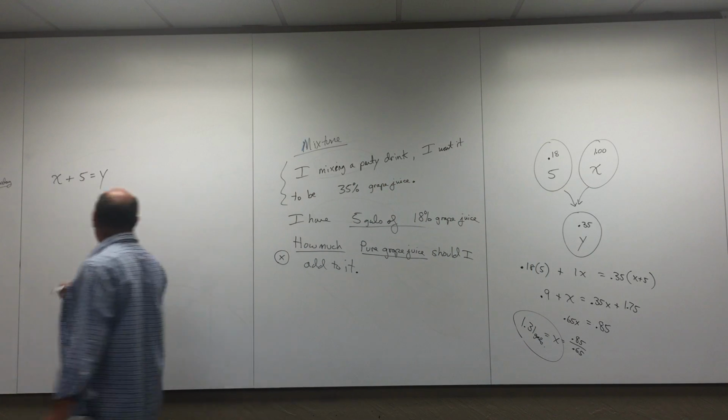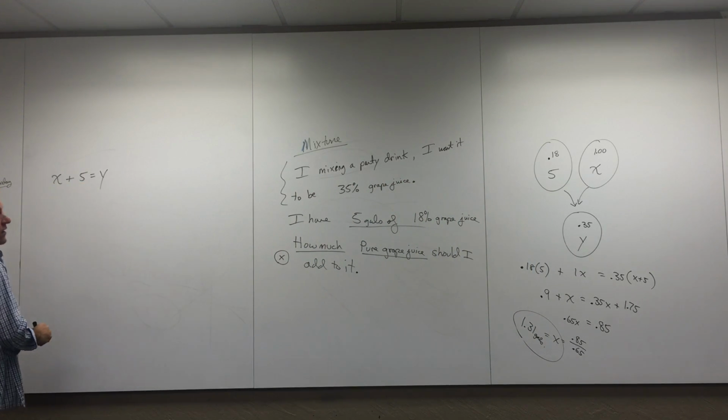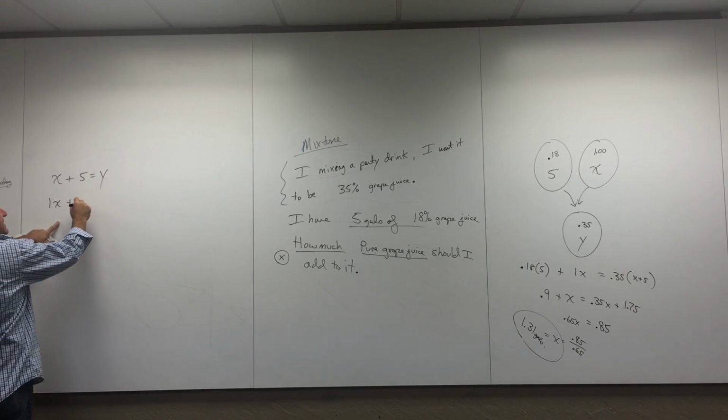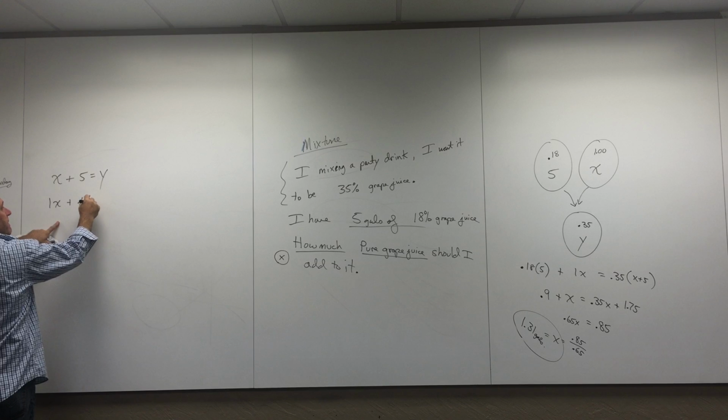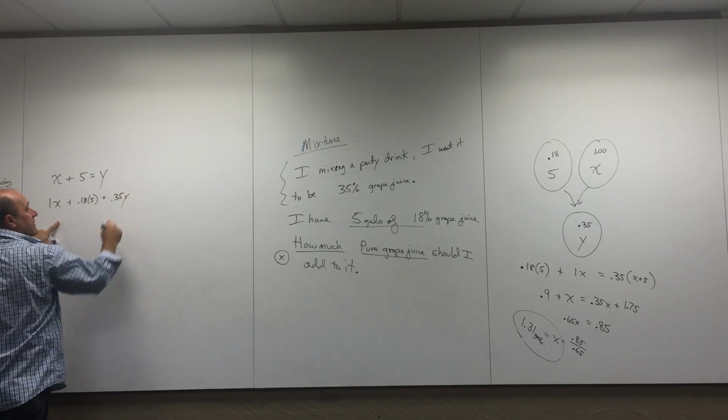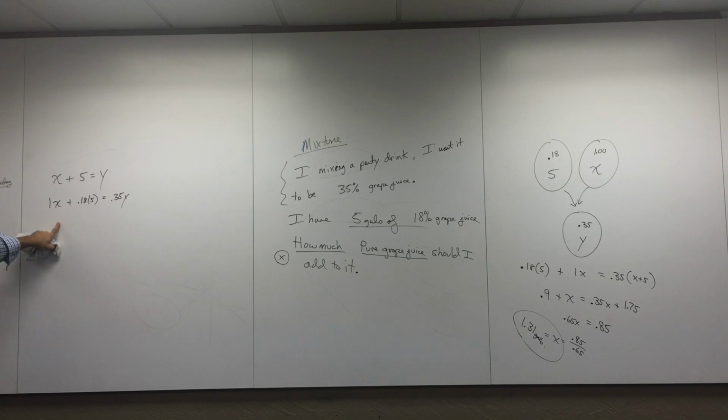So then I can write another equation: 1 times the x, are you with me? Plus 0.18 times the 5 equals the 0.35 times the y. So there I am with two equations and two variables. Yeah, that's kind of what they expected me to do, I think. But then watch what you do. What would you do now?